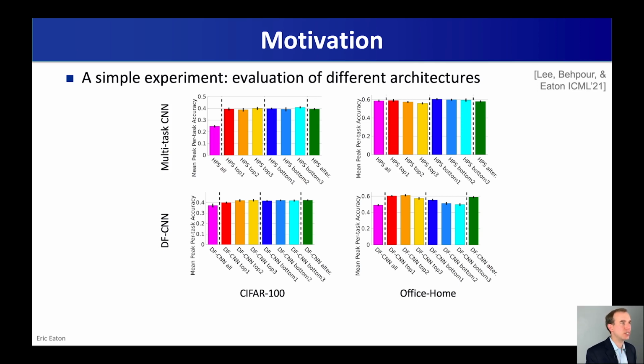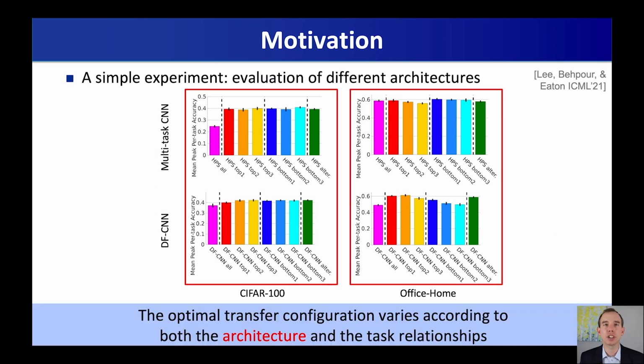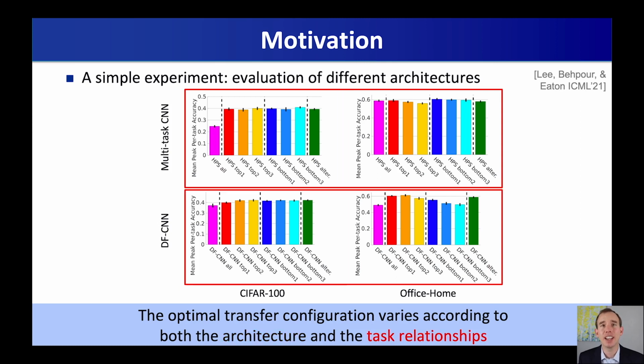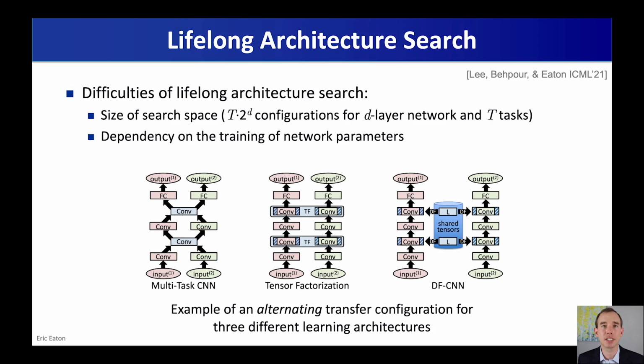What we did is we took the DFCNN and we took the multitask CNN over two different data sets, and we simply varied the architecture of which layers to transfer. If we look across the columns here, the optimal transfer configuration, the one that's best, just varies according to the architecture. In other words, whether we're working with a multitask CNN or a DFCNN. It also varies depending on what the relationships are among the different tasks. And so there's no best architecture to use to figure out what layers should transfer or not transfer. And so instead, what we did was we put this as part of the learning process itself.